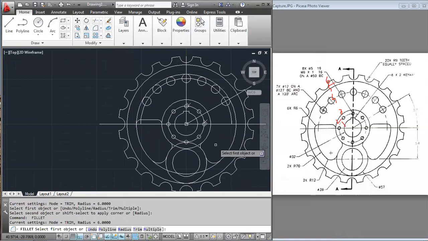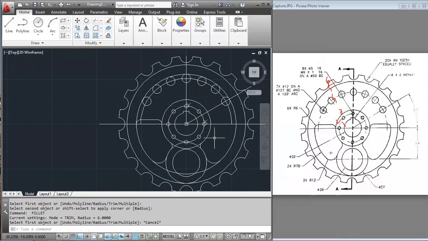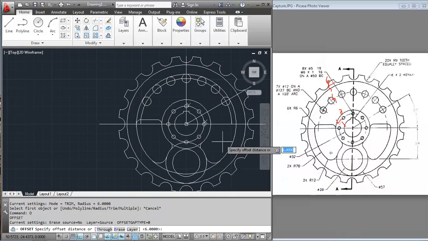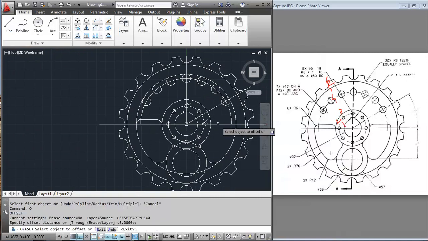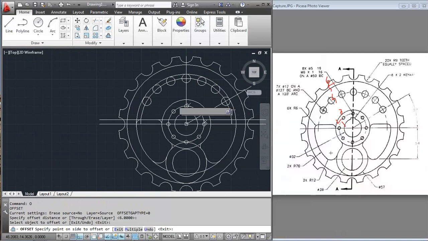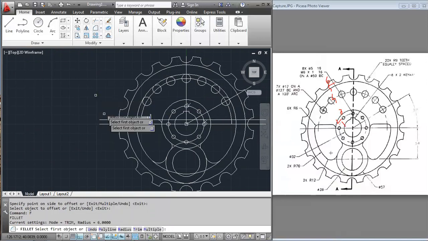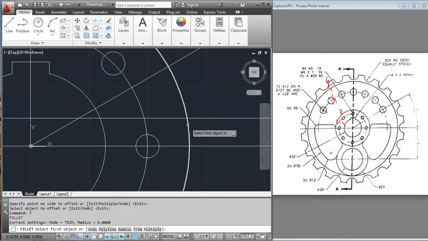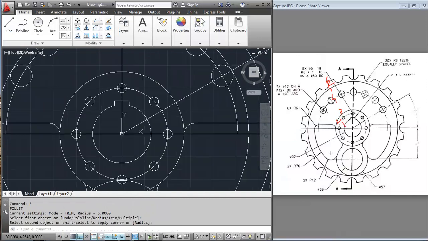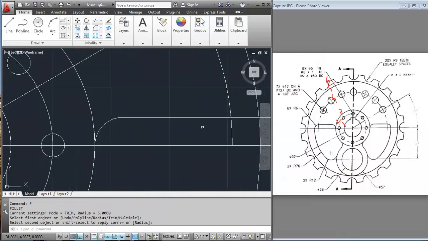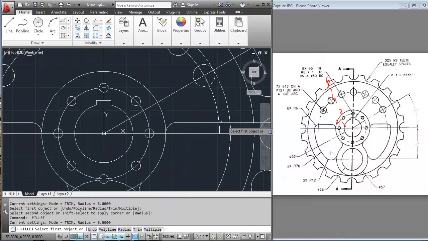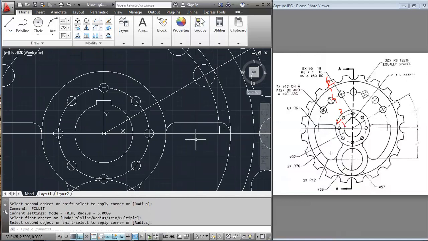Okay, so there is no line. I have to draw this line again, I think. So go for offset, go for 6 mm, go for another line over here, and go for fillet. The 6 mm radius is already taken, so I can just make it a 6 mm radius. Similarly, again fillet and fillet these two as well.